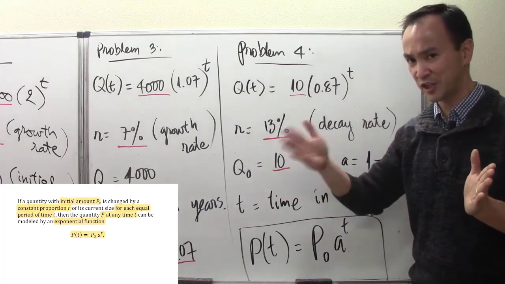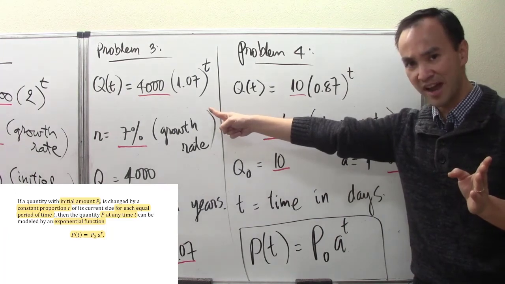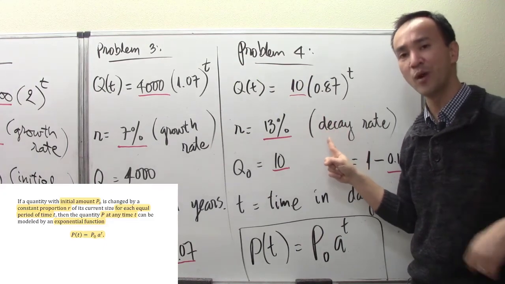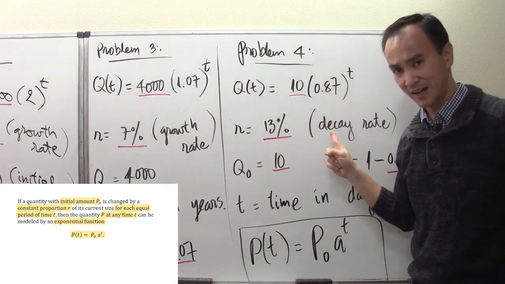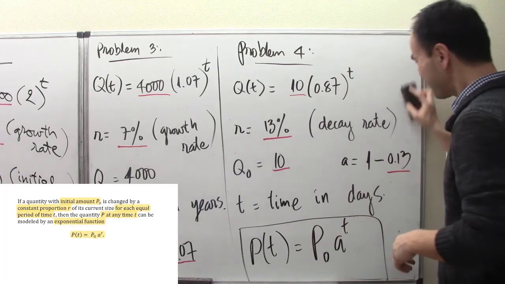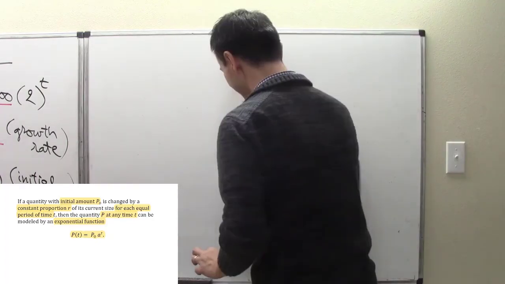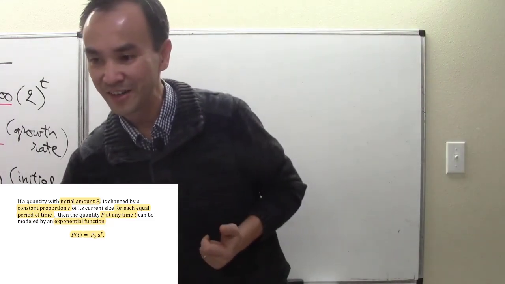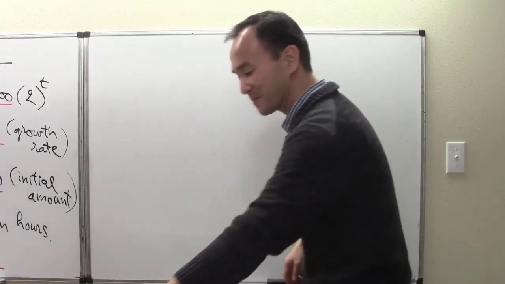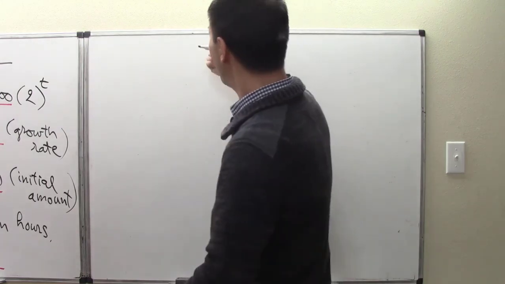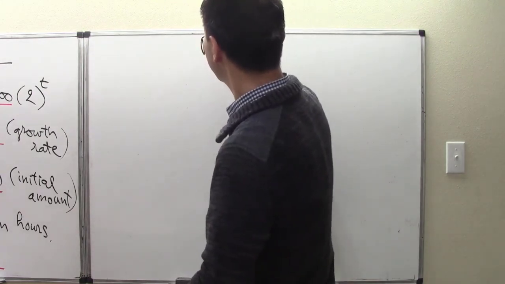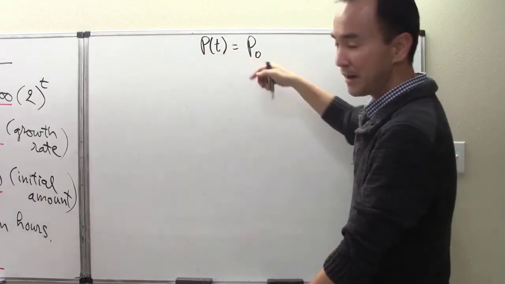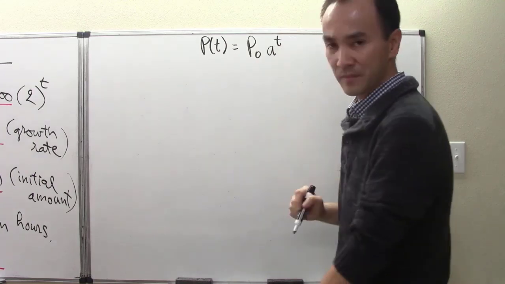But now, as far as changing, some quantity is changing in a way indicating it's growing, and some other quantity is changing in a way that it's losing itself. Okay, all right, so in that way, now let's look further into the situation. So yes, the quantity P of t can generally be modeled by P sub 0, the initial amount, times a to the t.